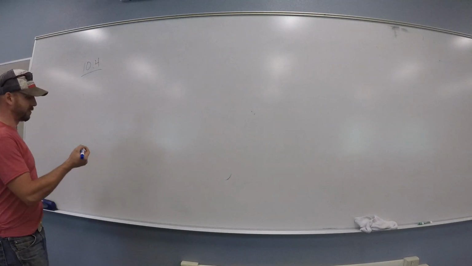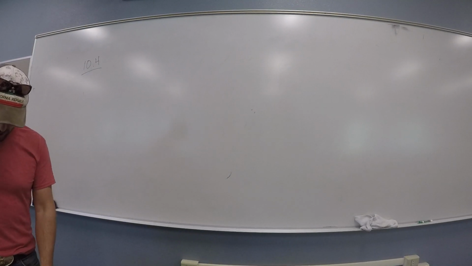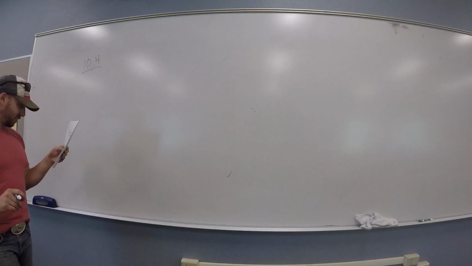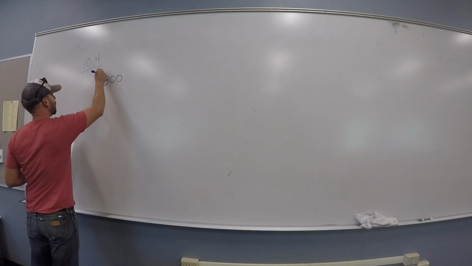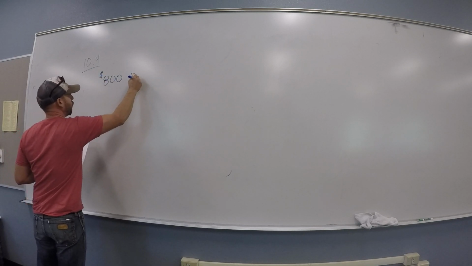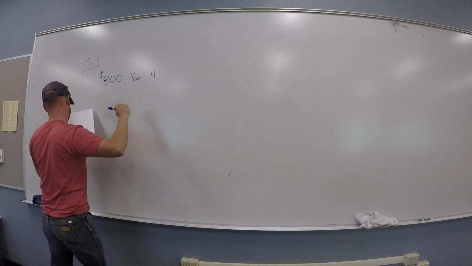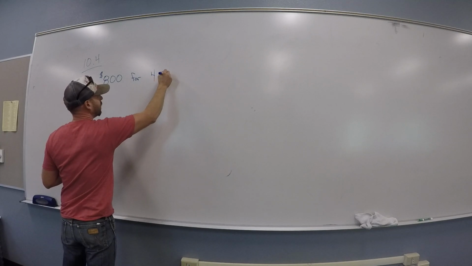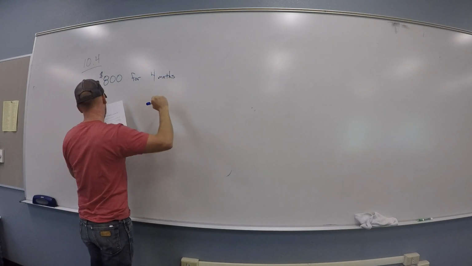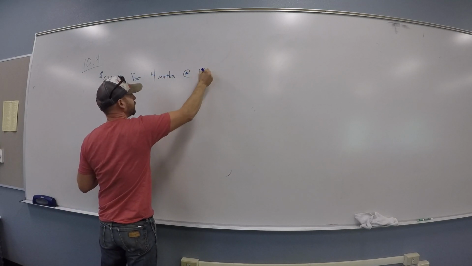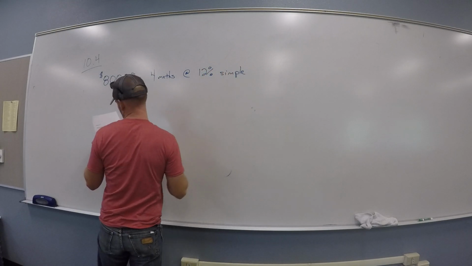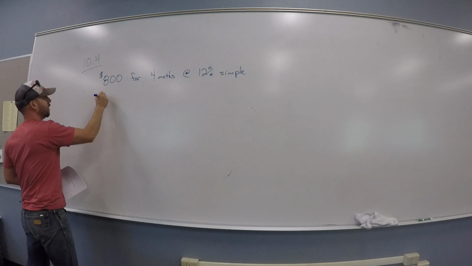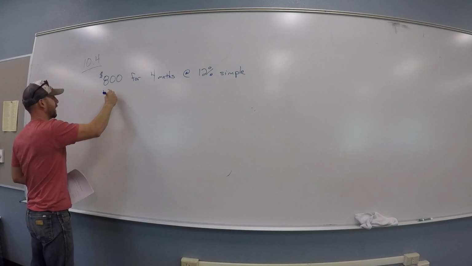Alright, so we want to do 10.4, which says Jessica takes a loan of $800 for 4 months at 12% simple. What does she owe at the end?